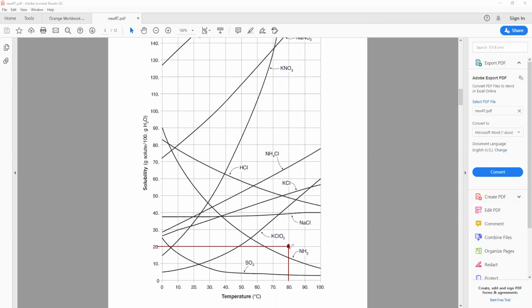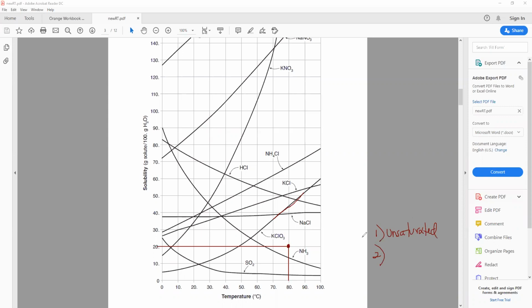For KClO3, where's KClO3? KClO3 is right over here. So if I only have 20 grams of KClO3 at 80 degrees Celsius in 100 grams of water, choice 1 is going to be unsaturated, because in order to be saturated, I need approximately 44 grams of KClO3. Let's look at choice 2.